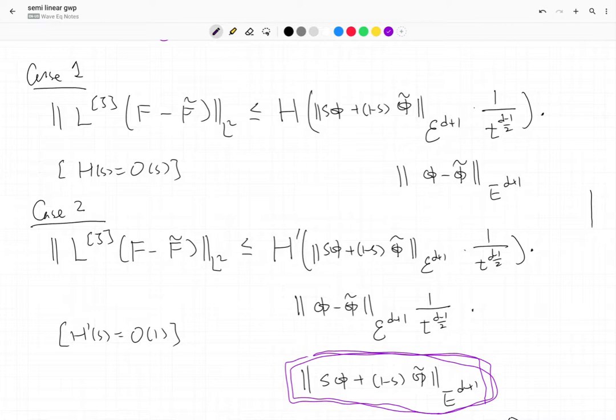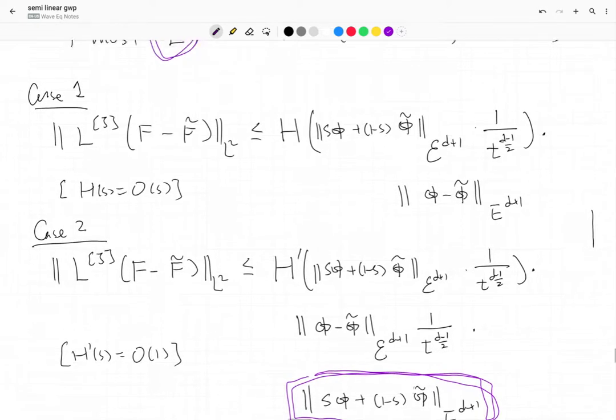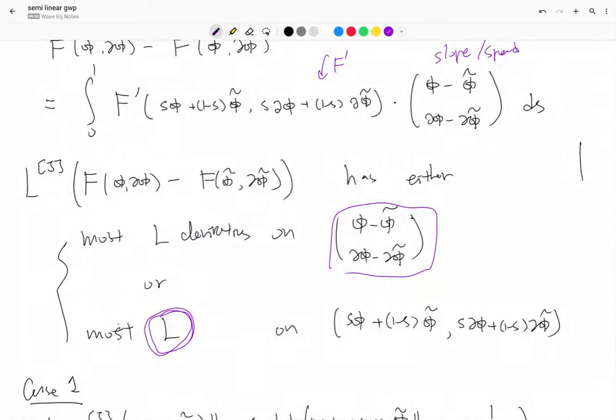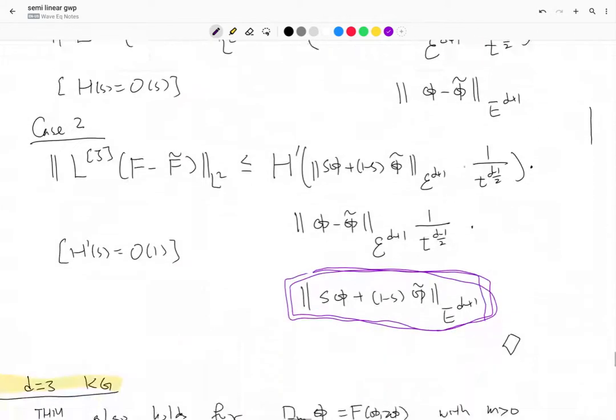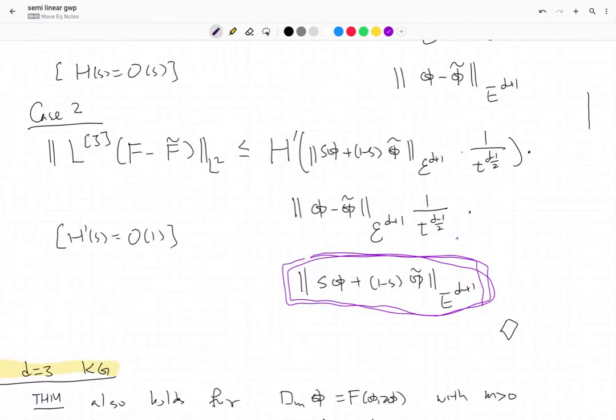Okay, I'm going to put phi minus phi tilde in L infinity. So this term over here gets placed in L infinity, because it does not have the most number of derivatives; it has at most 1/2 the total number of derivatives. So its L infinity norm can be bounded by the difference in the curly E norm with a 1 over t to the power d minus 1 over 2. This is again using the Sobolev inequality.